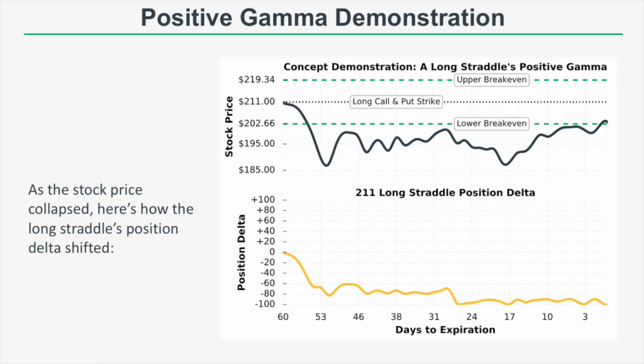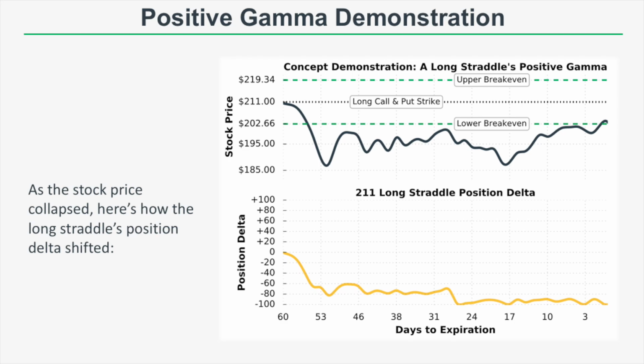So this example is actually a good demonstration of how positive gamma works for a long straddle position. So at the time of buying the straddle, the position delta was right around 0, which means we essentially had no exposure to small changes in the stock price. However, as the stock price fell towards 185, that long put's delta starts to grow more negative, and the long call's delta starts to decrease towards 0.